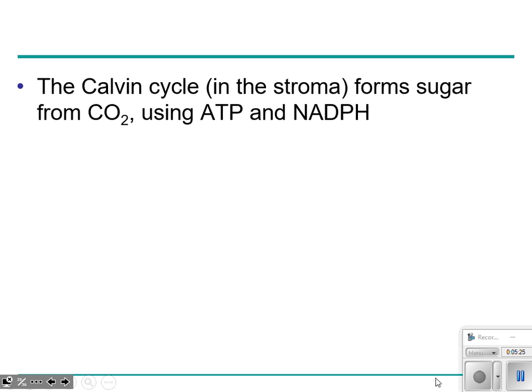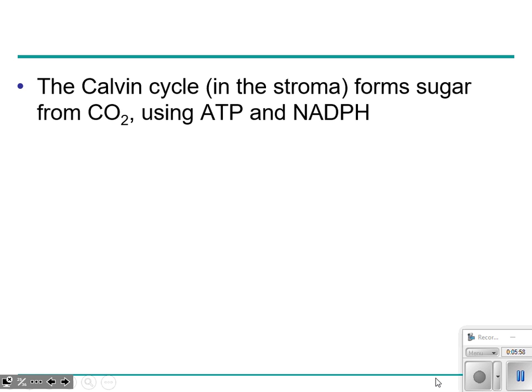The Calvin cycle takes place in the stroma. Okay? Now, what was the stroma? Dominic? It is the liquid fluid in the inner membrane of the chloroplast. So the Calvin cycle takes place in the stroma.